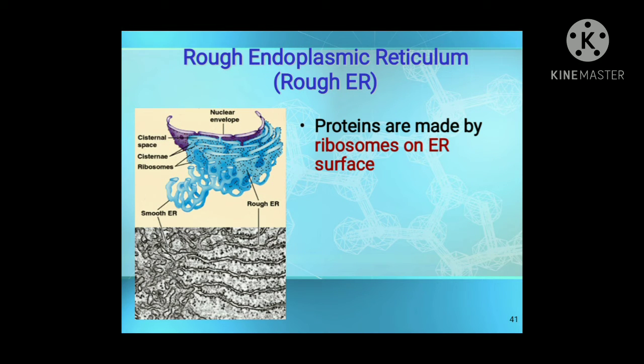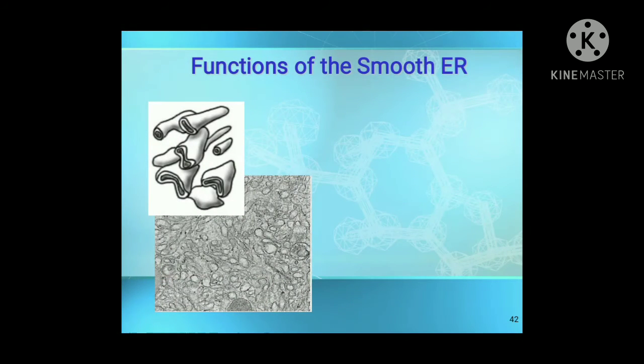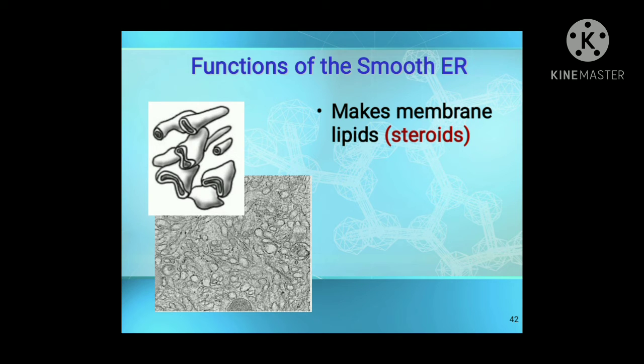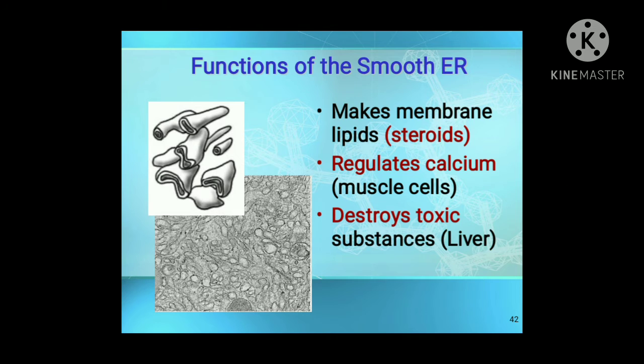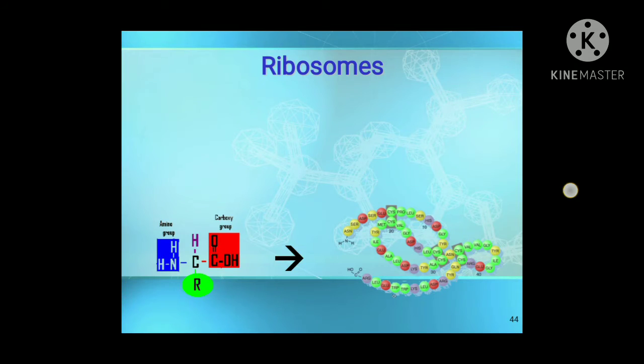Rough endoplasmic reticulum also has proteins that are made by ribosomes on the ER surface. They are then threaded into the interior of the rough ER to be modified and transported. Functions of the smooth ER: it makes membrane lipids, regulates calcium, and destroys toxic substances. The endomembrane system includes the nuclear membrane connected to the ER connected to the cell membrane.